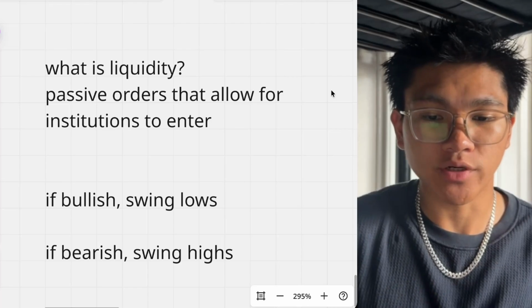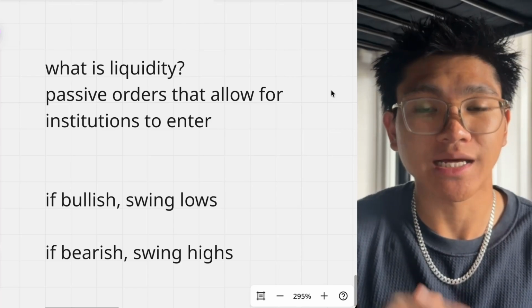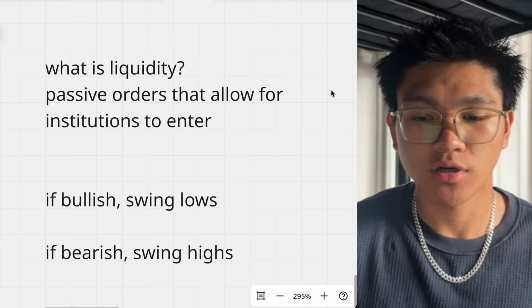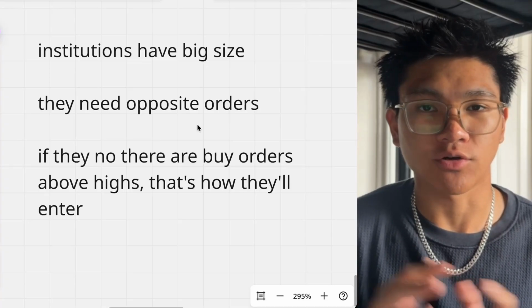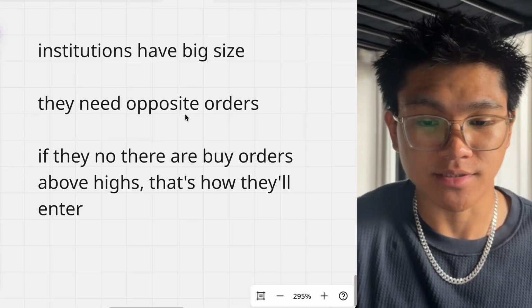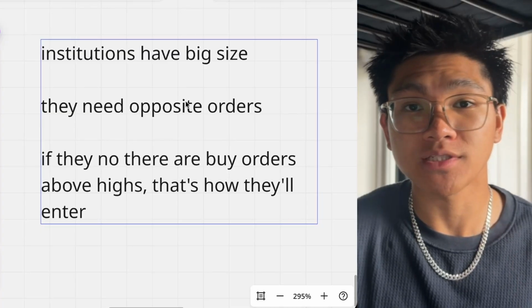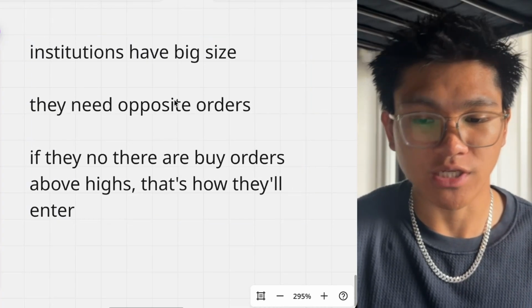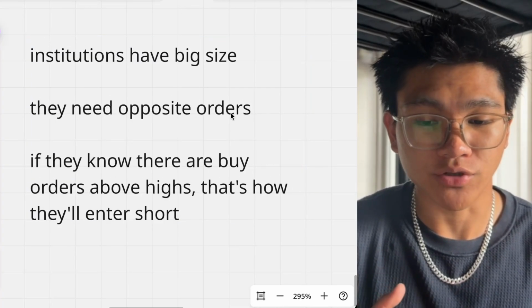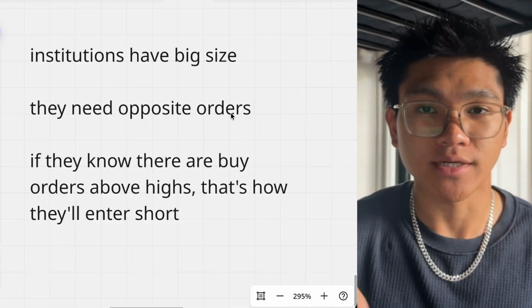And very briefly, what is liquidity? Well, liquidity is passive orders that allow for institutions to actually enter. We all know that the people who actually move the markets are institutions, and institutions have big size. So what do they need? They need opposite orders. So what are opposite orders? It means that if they know there are buy orders above highs, that's how they're going to enter short.